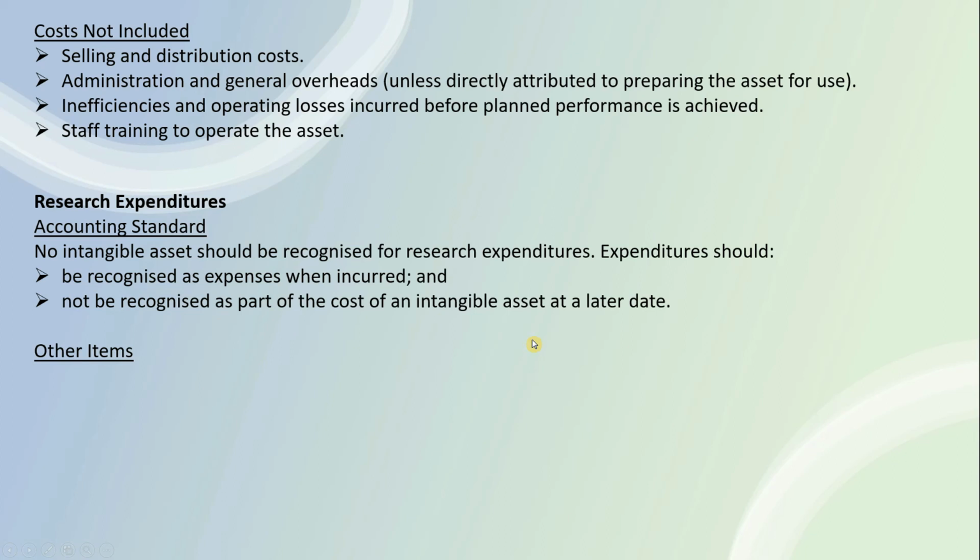and not be recognized as part of the cost of an intangible asset at a later date. It means that the cost related to the research phase, we call expenses for the year. So we cannot recognize it as an intangible non-current asset and it should go to the statement of profit and loss. Expense throughout the year means that it goes to the statement of profit and loss.